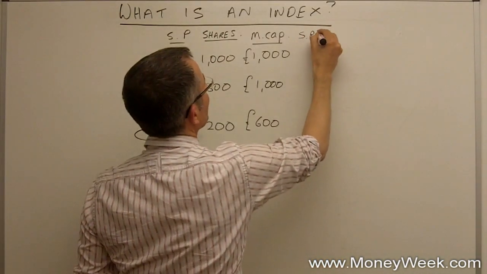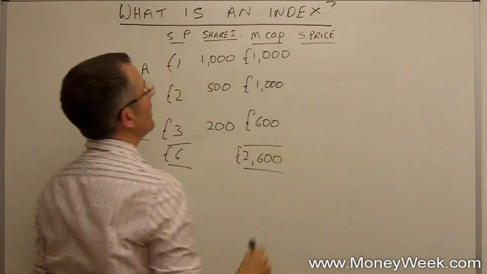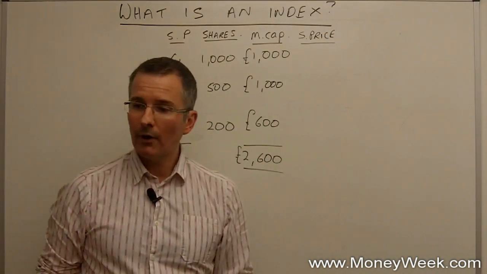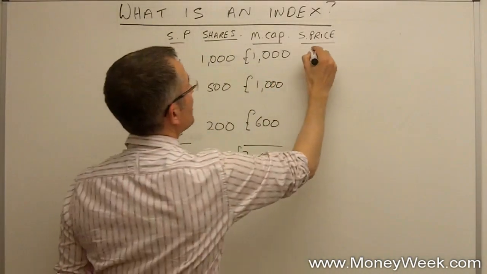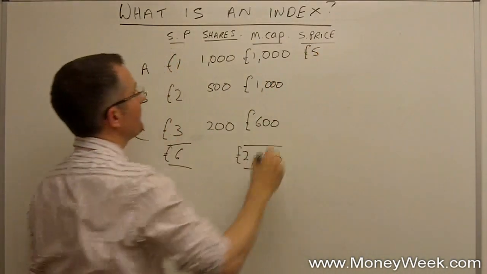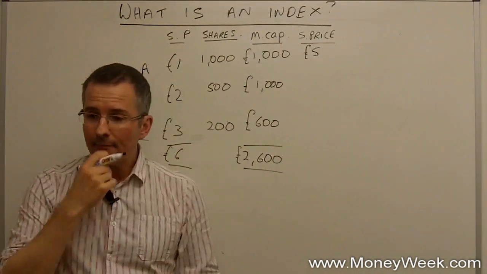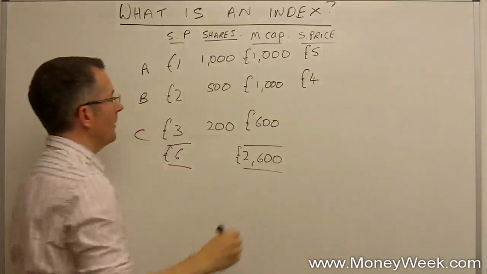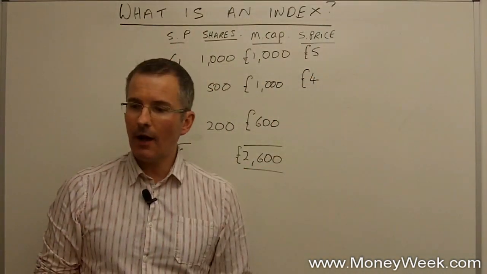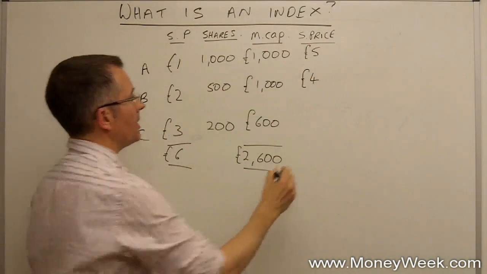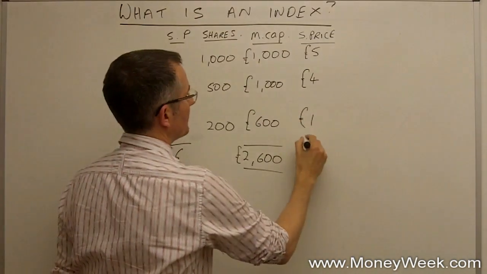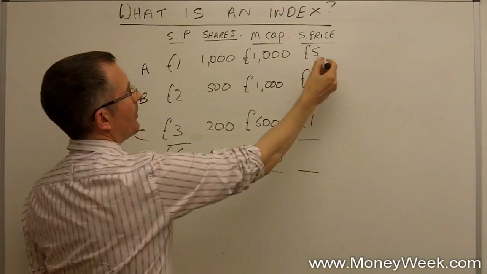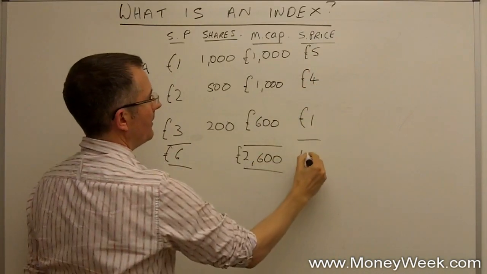So a year later. Now the share prices were £1, £2 and £3. Let's say that company A has had a tremendous year, share price is now £5. Let's say company B, not a bad year, share price has doubled to £4. And let's say company C has had a less successful year and the share price has dropped to £1. Now the revised share prices just added up: 5, 4, 1, makes 10.